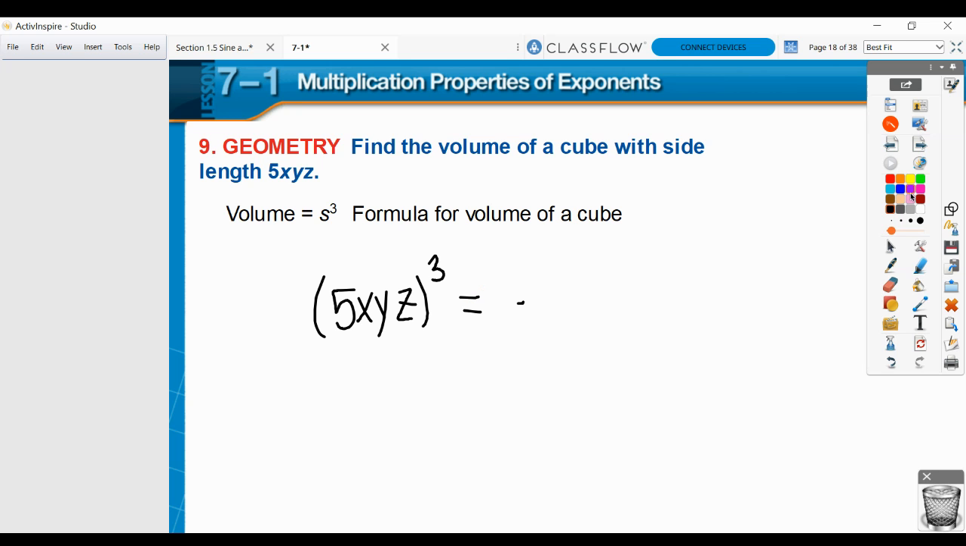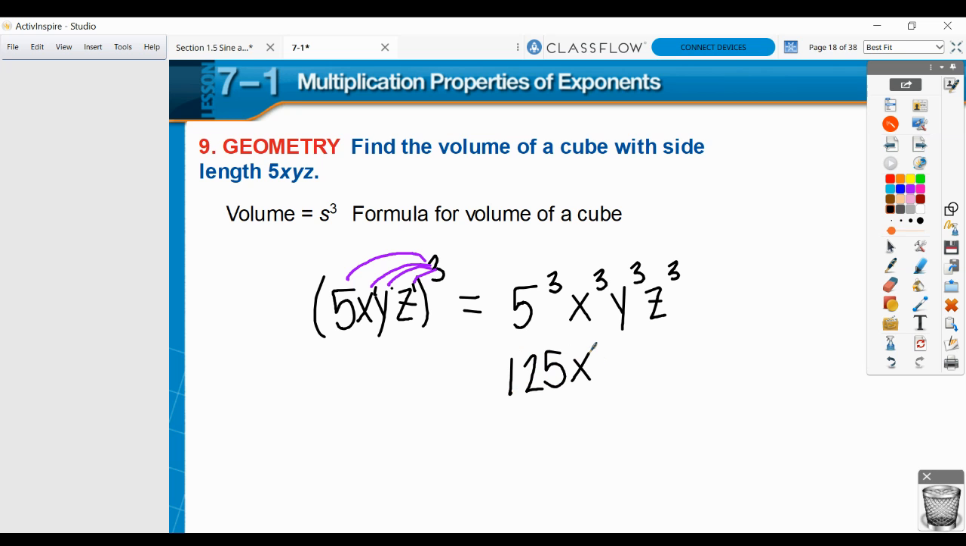So we are basically going to distribute that 3 to each term. So you are going to do 5 to the third, and then you're going to multiply these exponents. Every one of these exponents have a 1. So it'd be x to the third, y to the third, z to the third. And then 5 to the third is 5 times 5 times 5, which is 125.